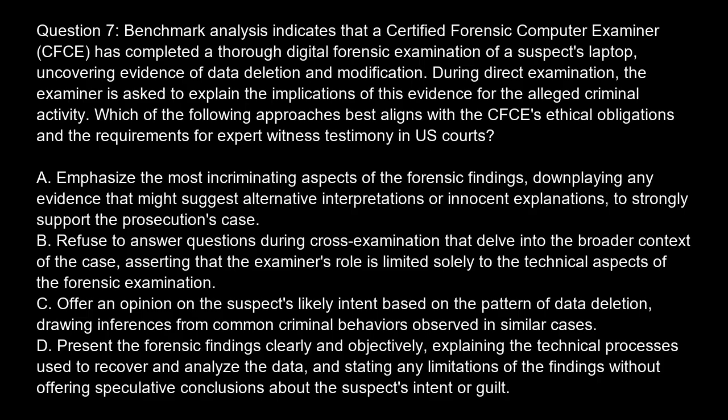Option B. Refuse to answer questions during cross-examination that delve into the broader context of the case, asserting that the examiner's role is limited solely to the technical aspects of the forensic examination. Option C. Offer an opinion on the suspect's likely intent based on the pattern of data deletion, drawing inferences from common criminal behaviors observed in similar cases. Option D. Present the forensic findings clearly and objectively, explaining the technical processes used to recover and analyze the data, and stating any limitations of the findings without offering speculative conclusions about the suspect's intent or guilt.